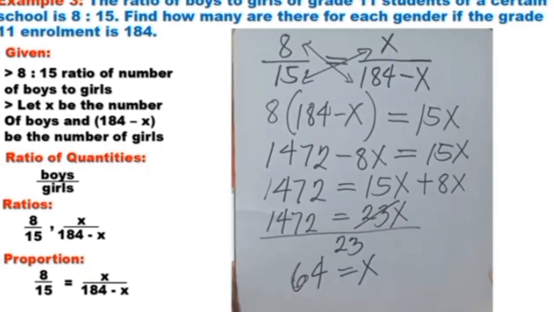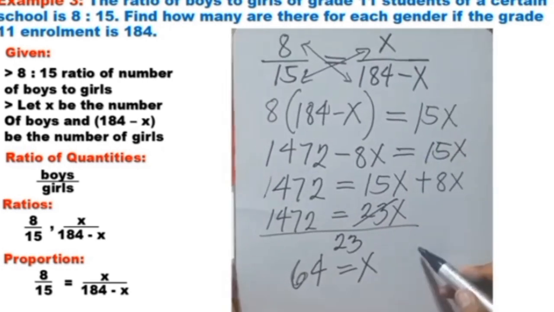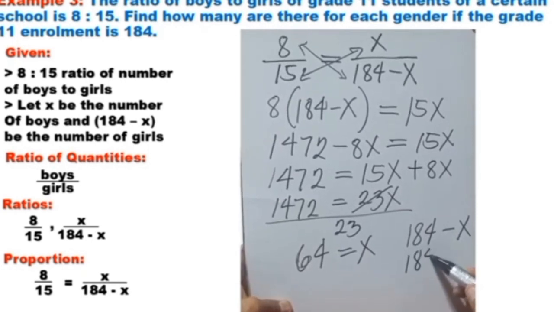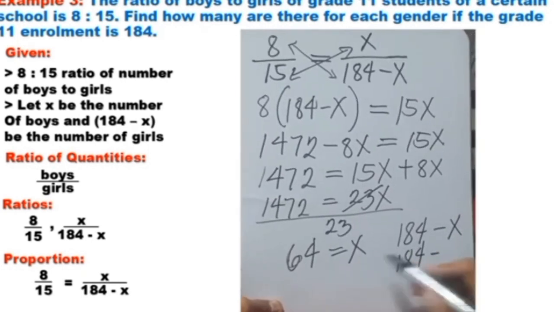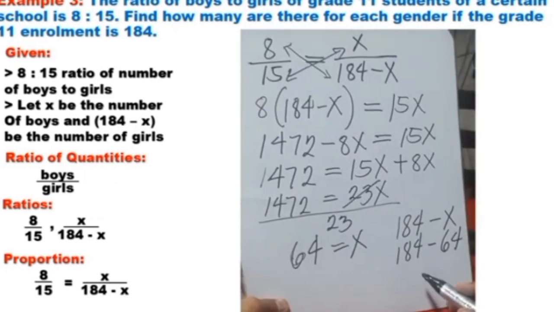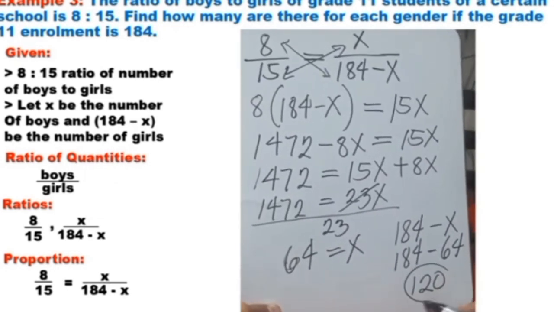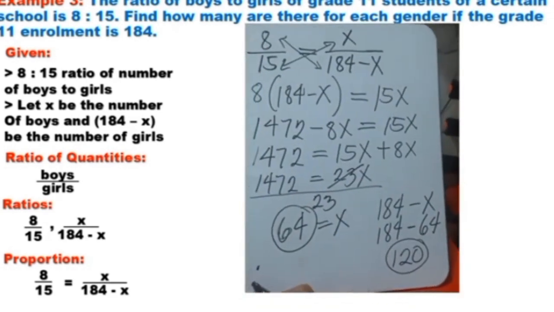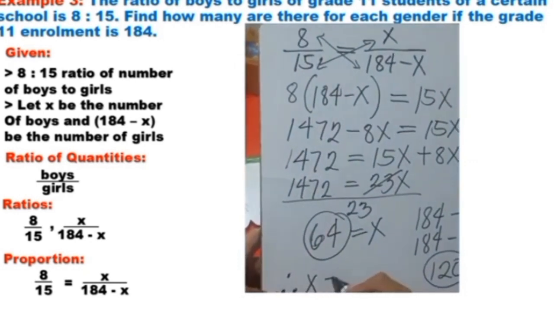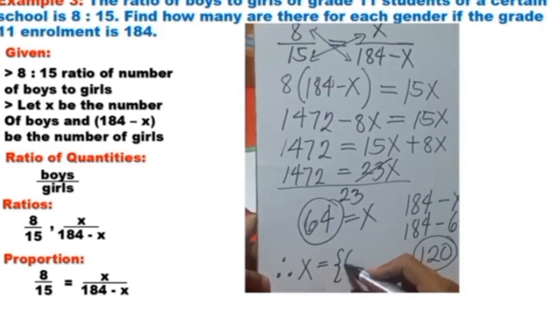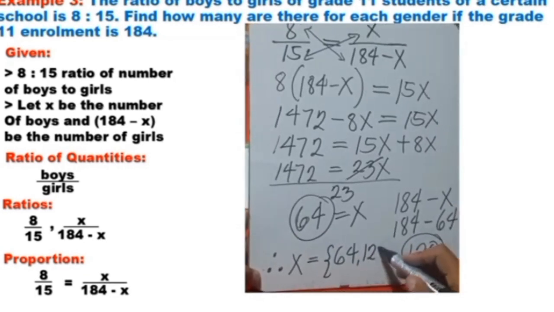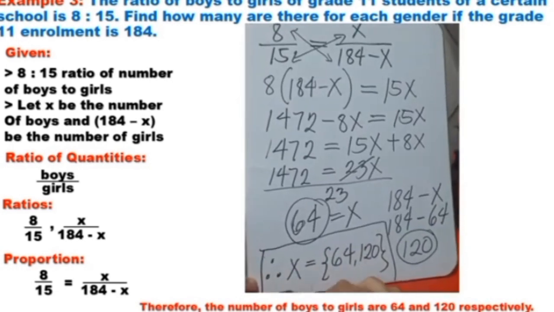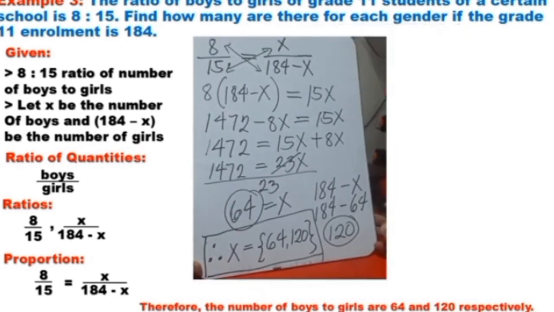To solve for the other value, we have 184 minus X. 184 minus our X, which is 64, so the other value is 120. So therefore, our X is 64 and 120. Therefore, the number of boys and girls are 64 and 120 respectively.